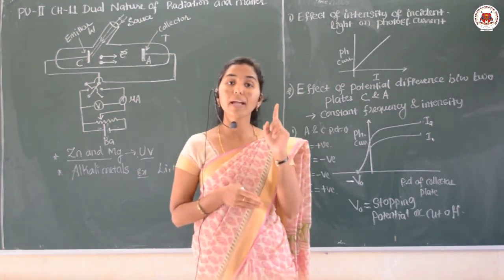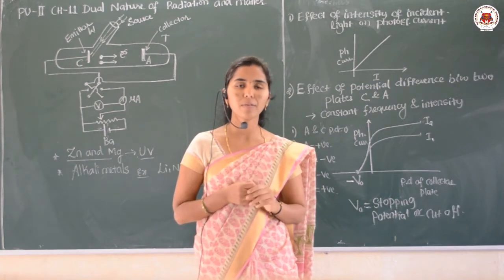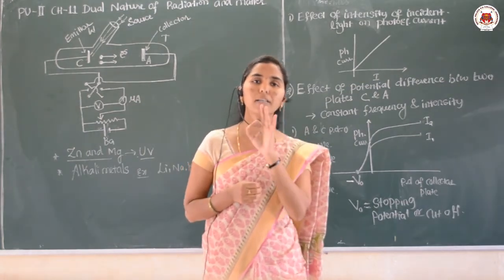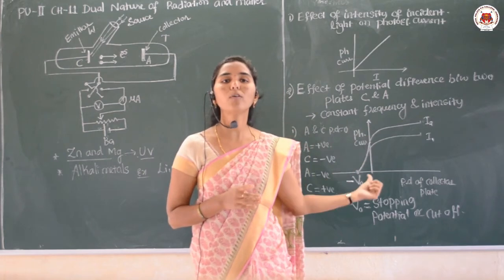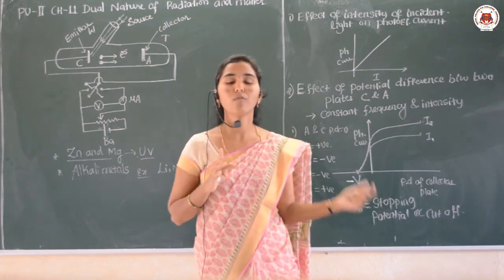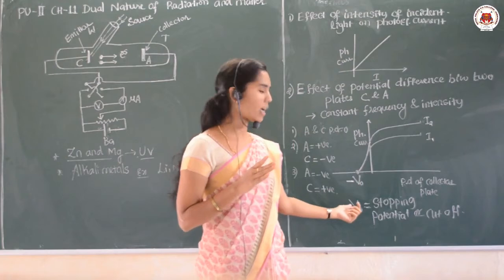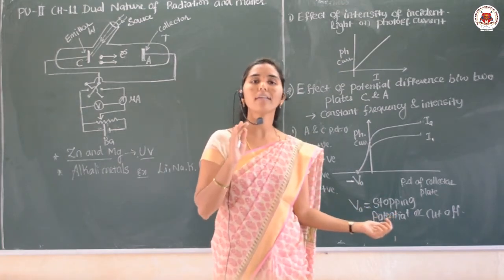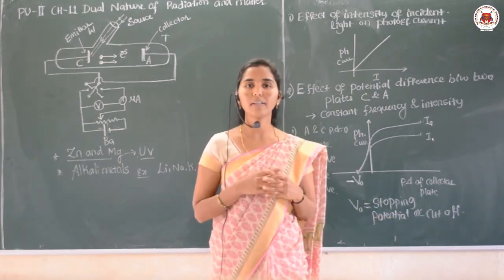Define stopping potential. The maximum negative potential of the collector plate for which the photocurrent is 0, that is called the stopping or the cutoff potential of the given photoelectric effect.